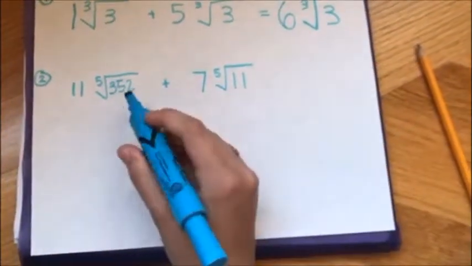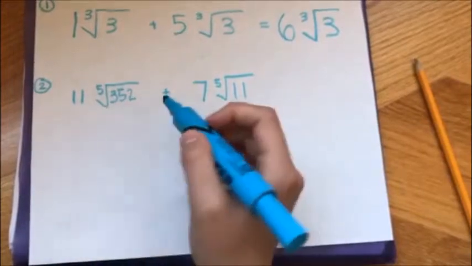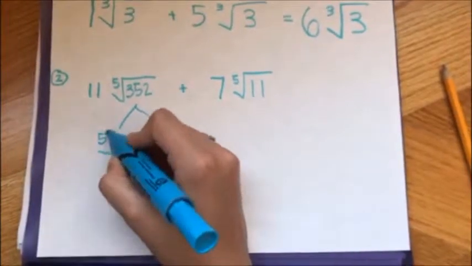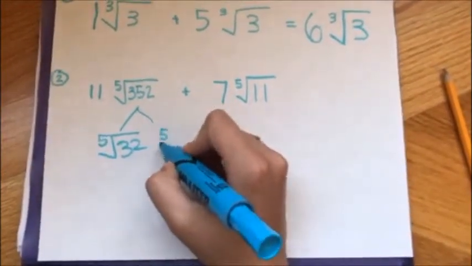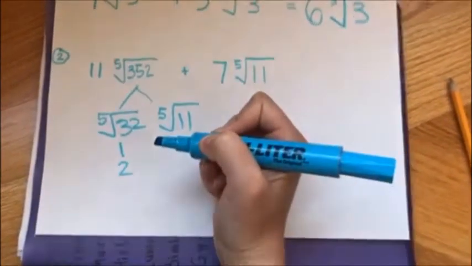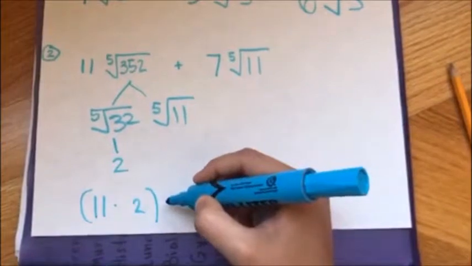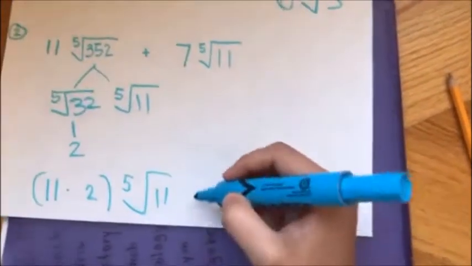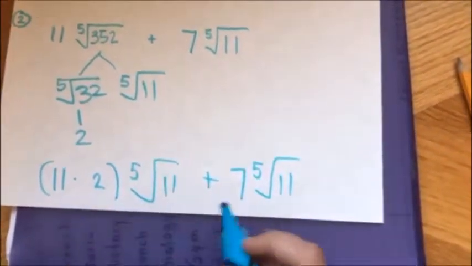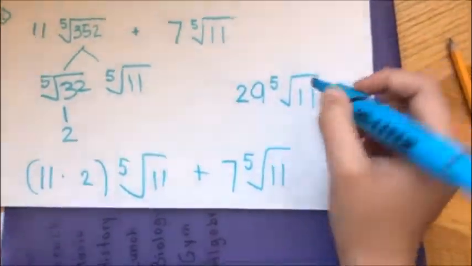For this problem, we want to make this root similar to this one so that we can add the first numbers easily. So this one can break down into the fifth root of 32 and the fifth root of 11, which is identical over here. The fifth root of 32 breaks down to just 2. So we do 11 times 2, and then we put the fifth root of 11. Then we add the 7 fifth root of 11 onto that. So we have 22 plus 7, which is 29, and then we add the fifth root of 11, and that's the answer.